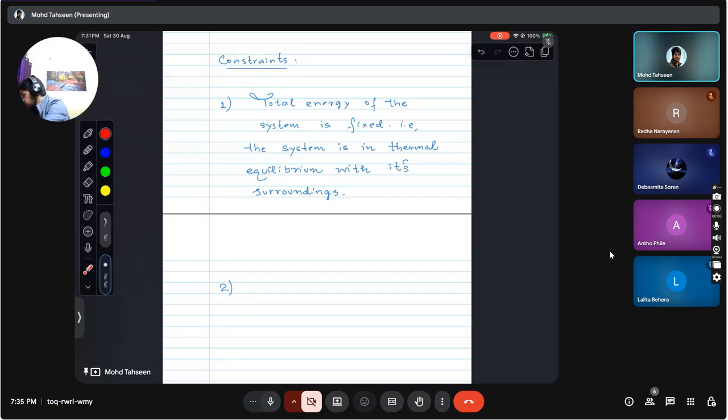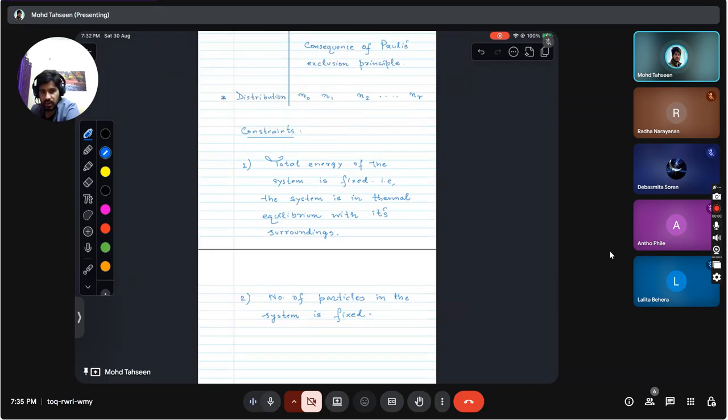And what is the second thing? Second constraint on the system: number of particles are also fixed. We are not allowing particles to leave the system or more particles to enter the system. Number of particles in the system, that's also fixed. So these are the constraints we are working with.